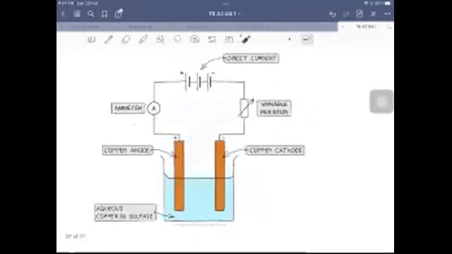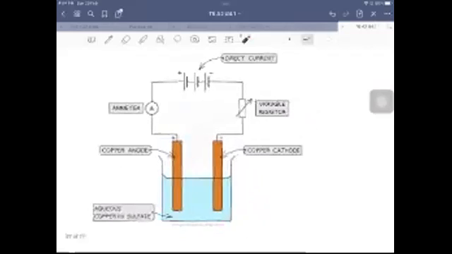Okay, so what happens is that first you would weigh the mass of your copper anode and copper cathode initially, before the reaction. Because as you can see, copper here is a reactive electrode, so it will get involved in the equation. Now, what are the reactions that happen in this setup? It's the same way as you would work out the selective discharge.